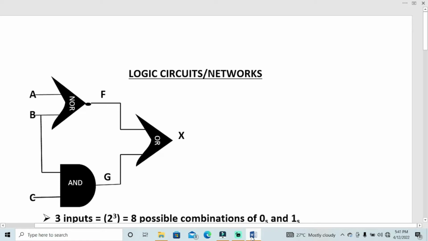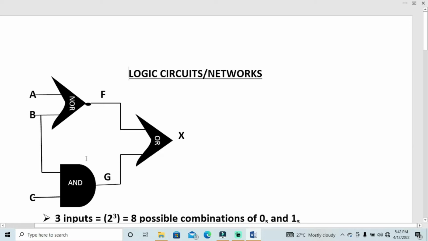So today we are going to be looking at logic circuits or networks. What they basically mean by logic circuits and networks is that they are the questions that you are given through the symbols of the logic gates, and you just have to go through each and every step in order to reach a point where you have acquired the output X. So I will be taking you through each and every step.